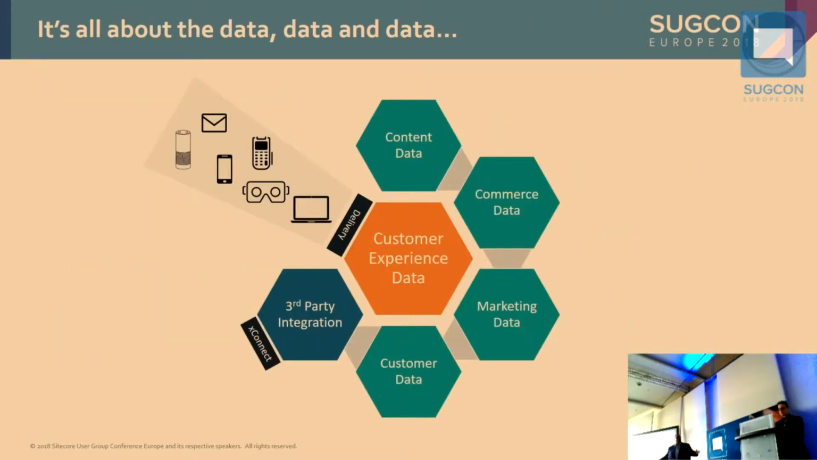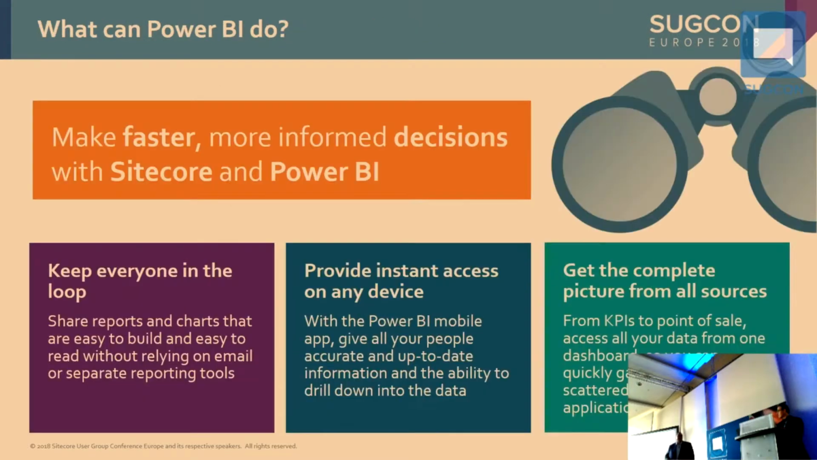So we know we have so much data coming in: content data, commerce data, marketing data from our campaigns, customer data. Maybe you've got some third-party data flowing in. You've got analytics coming in from email campaigns, things like Alexa, maybe even AR, VR, mobile apps, and so forth. That all is your customer experience data. And it's a lot to visualize and a lot of data sources to pull together. And Sitecore pulls together a good amount of them, but when you have even more and external integrations, you need a tool like Power BI.